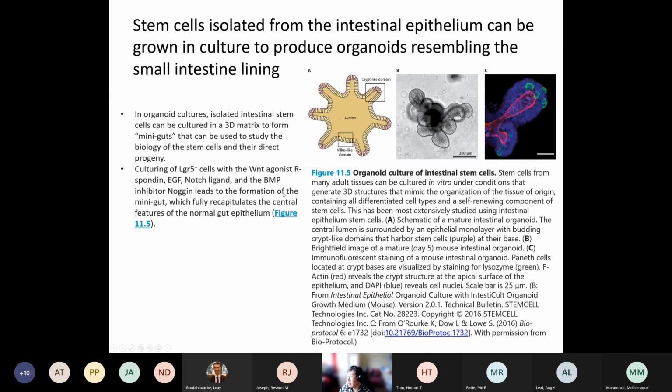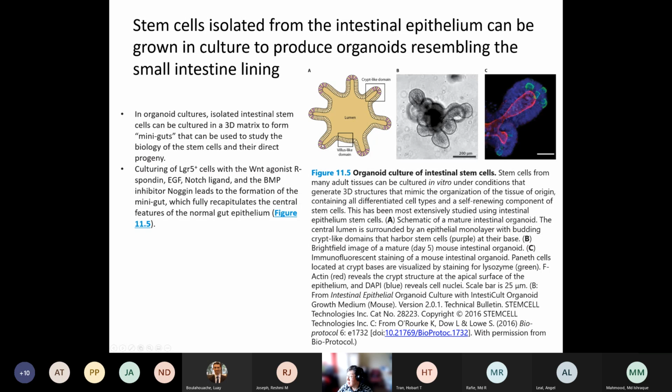So in this culture, he put Wnt agonist R-spondin, EGF, Notch ligand, and BMP inhibitor noggin. These are several growth factors he put into culture, and later on you will learn why he put these different growth factors there. But with that and with the stem cells, he was able to recreate the structure, as shown here. This part is crypt-like, right? This is crypt-like. Well, the rest of the part is villus-like.